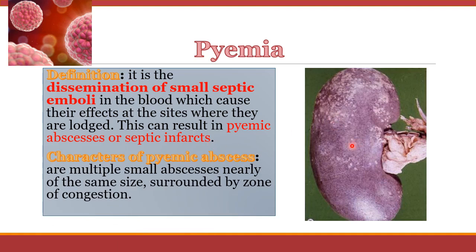So again, this is a very good presentation of the pyemic abscess. They are usually multiple, nearly the same size, small size, and they usually are yellow in color because of pus formation, and surrounded by an area of congestion representing the vascular phenomena at the periphery of the abscess. This is how they look.